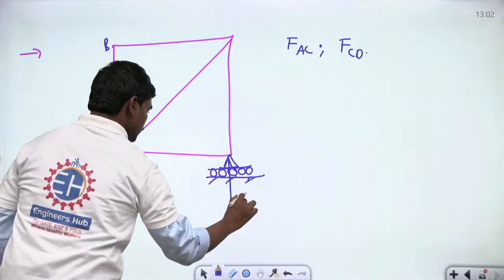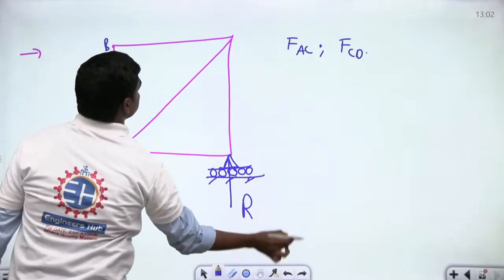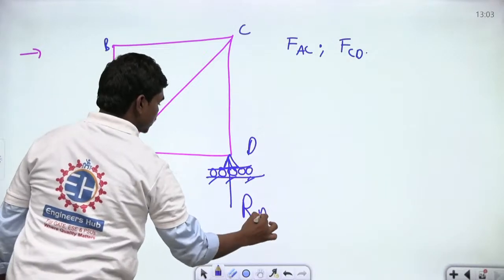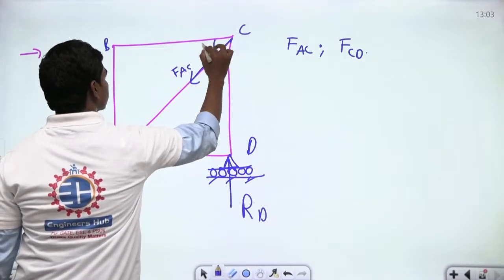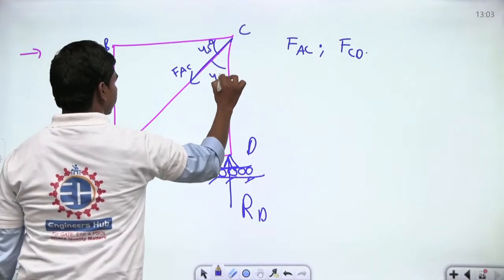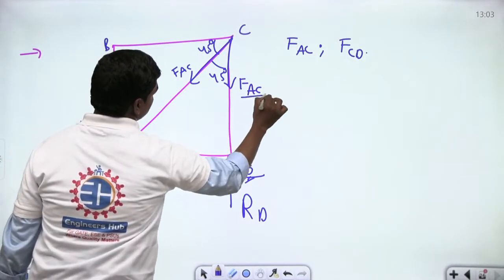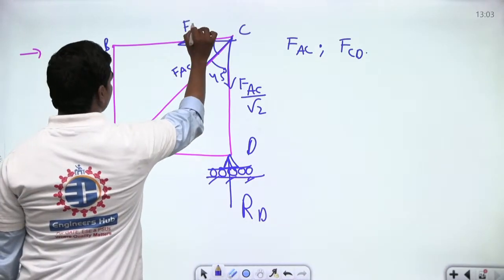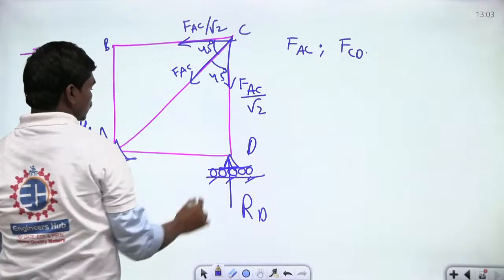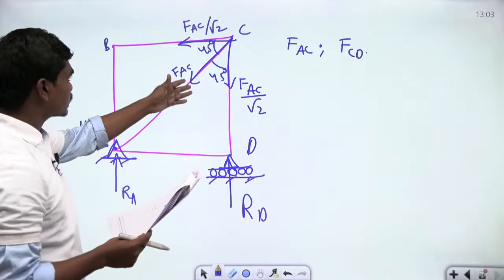So if you call these points A, B, C, D, then this is RD, this is what you will be having, and this is the force in FAC direction, and of course this is 45 degrees and this is also 45 degrees, that's what we have. So this is FAC cos 45, which is FAC by root 2, and this is FAC, anyhow this is also 45, so FAC by root 2. So we can just calculate the force in the member AC, which is like this, and force in the member CD as well.